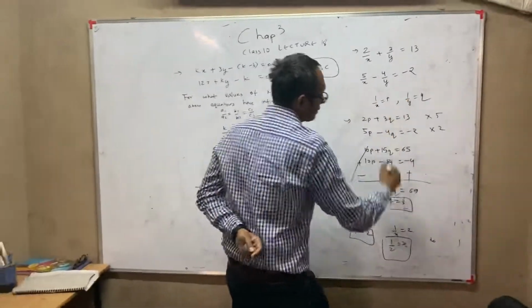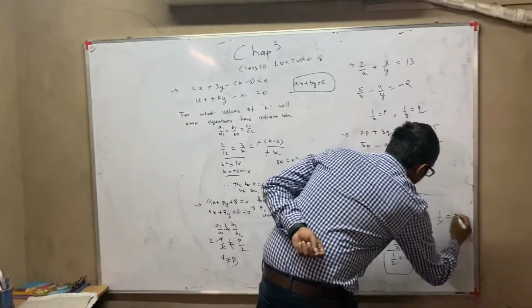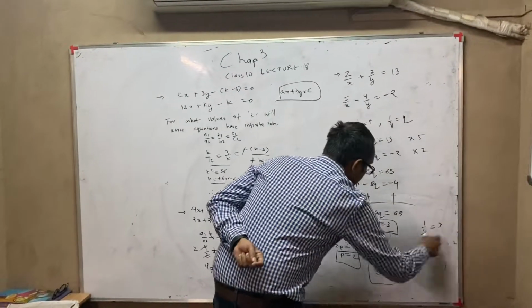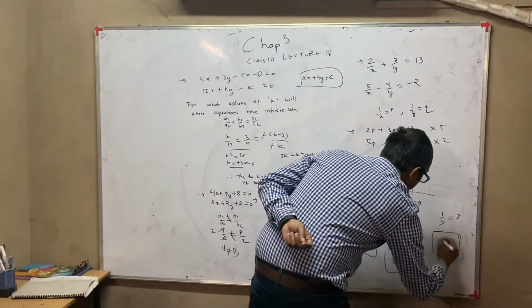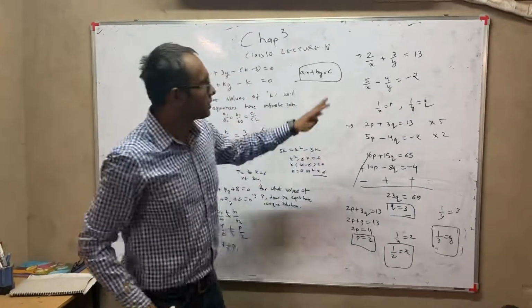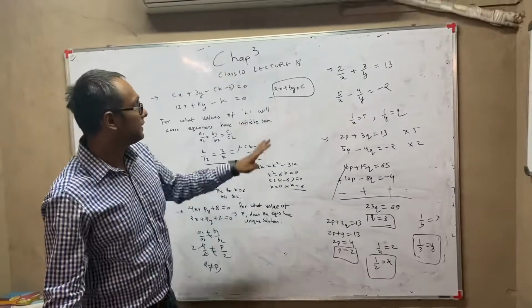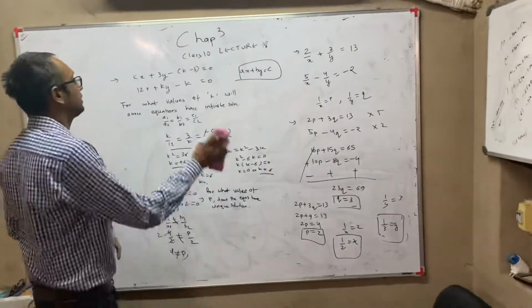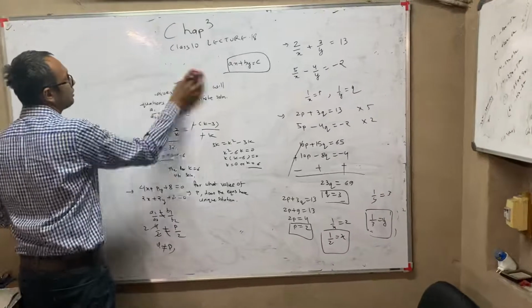Similarly, q is 3, so 1 upon y is equal to 3. Y will go up, 3 will come down. So y equals 1 by 3. That's all, the sum will finish. I have done this sum fully so that you know what all you have to do.